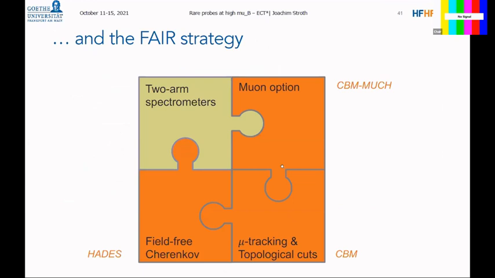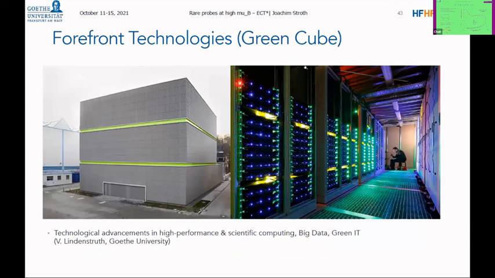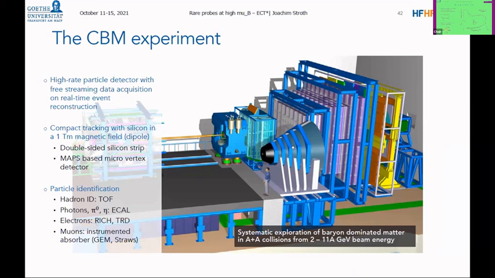FAIR also does this, of course. So we have CBM, we have HADES, we have CBM MUCH, so we can change the CBM detector from an electron machine into a muon machine. That was discussed by Christoph yesterday. I can skip that. We go high rate, 100 kilohertz up to 10 megahertz, with a dimuon option.